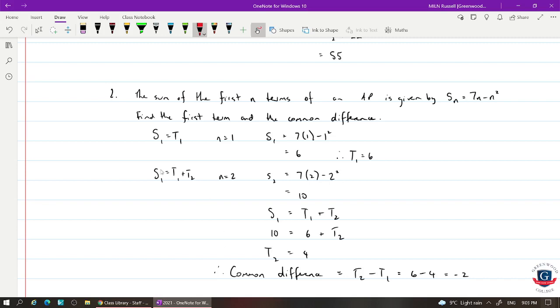So let's do it here. S1 equals T1, like I said earlier. For n equals 1, S1 equals 7 times 1 minus 1 squared, which equals 6. So the sum of terms up to the first term gives us T1, so we have our first term. Brilliant. Looking at our second term, S2 equals T1 plus T2. If n was 2, S2 would equal 7 times 2 minus 2 squared, which gives us 10.